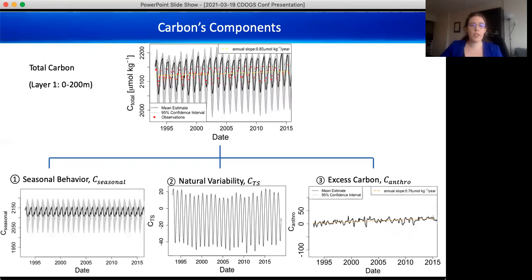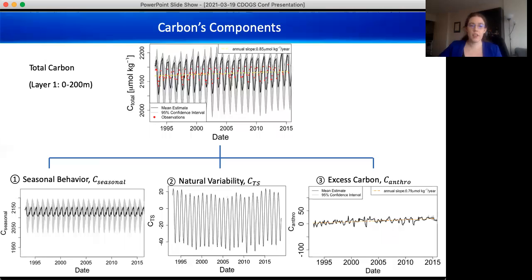Moving on to the surface, the dominant feature of total carbon is its seasonal cycle. From just visual inspection, an increasing anthropogenic signal is not apparent, but taking the trend says it's increasing at 0.85 units of carbon per year.